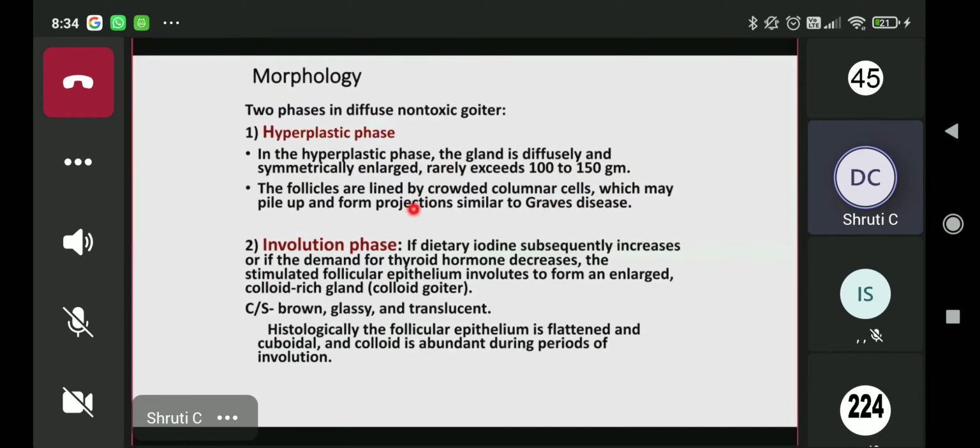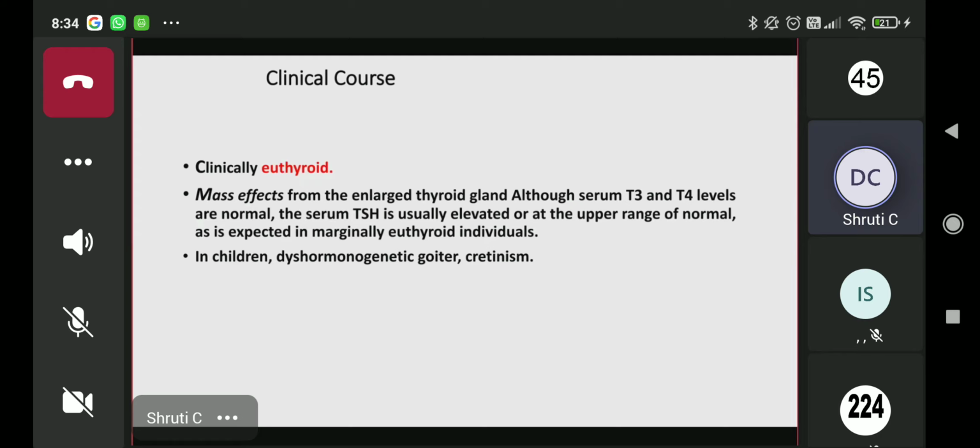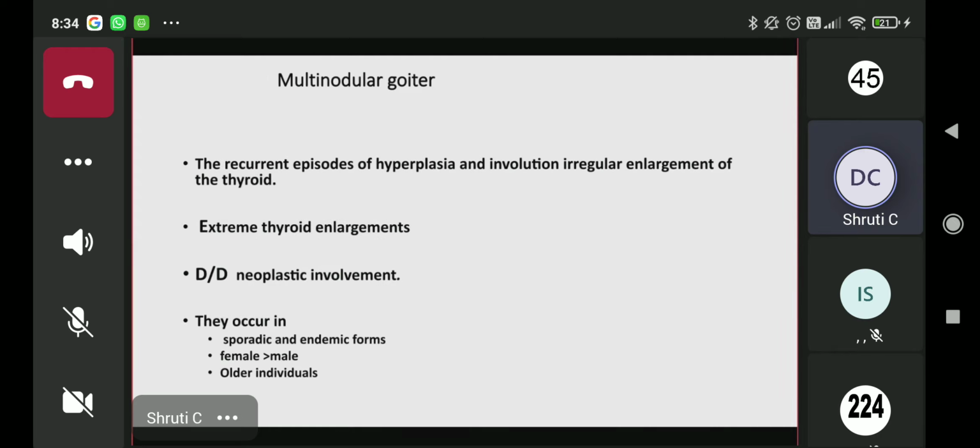But later on, when the dietary iodine subsequently normalizes or the demand for thyroid hormone decreases, then the follicular epithelial cells will involute. So ultimately, they will become rich in colloid, and that is known as colloid goiter. So goiter has two stages: hyperplastic phase and involution phase. And clinically it is euthyroid. And what is then multinodular goiter?